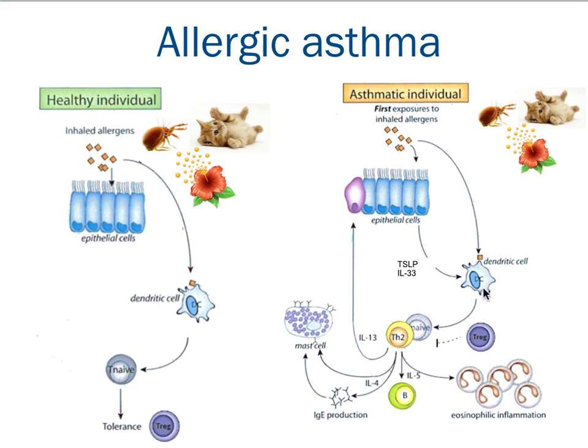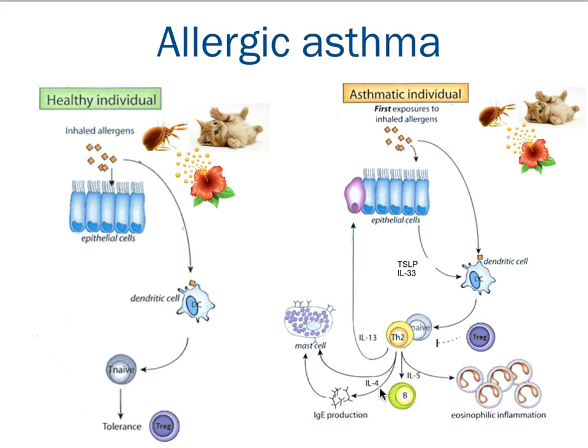This dendritic cell will go to the lymph nodes and tell the T cells there, if you recognize this as dangerous, I need a Th2 cell. So then the Th2 cells will develop and will move back to the lungs. So they will produce IL-13, which will increase mucus production because the immune system thinks it's sort of a parasite.